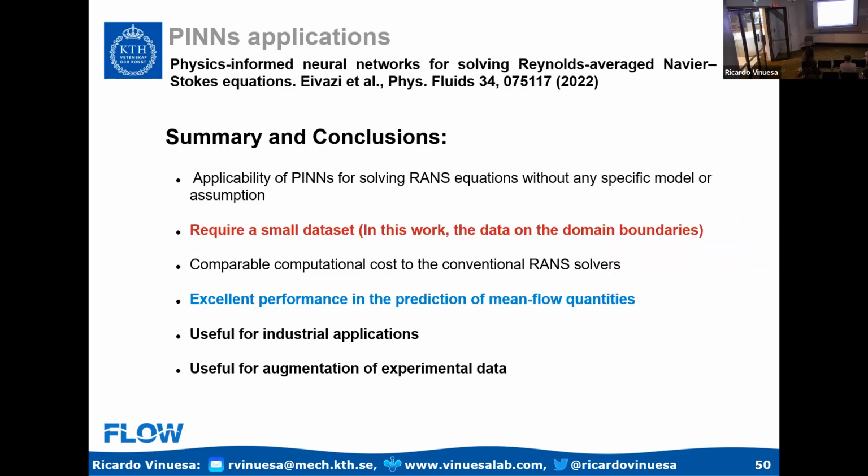So from PINNs, there is quite some potential. At the end of the day, the advantage is that you don't need much data, because your loss function is the residual of the governing equation. You're just solving the governing equation. So the data that you need is basically to train the boundary conditions, but you don't need anything else. So in terms of data, PINNs are not very demanding. And they can predict very well the mean flow, even the Reynolds stresses. So for some industrial applications, for some augmentation of experimental data, for some enhancement of measurements, it can be an interesting approach. Okay, I will not take much longer, so we have time for questions.